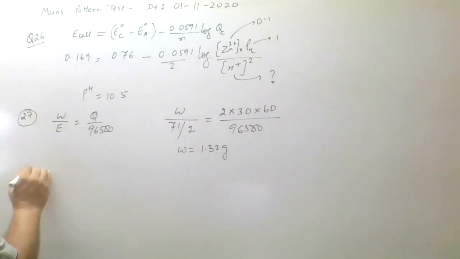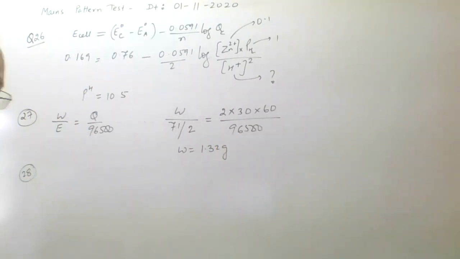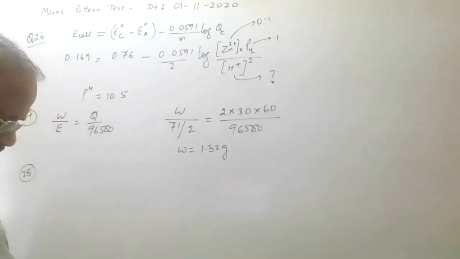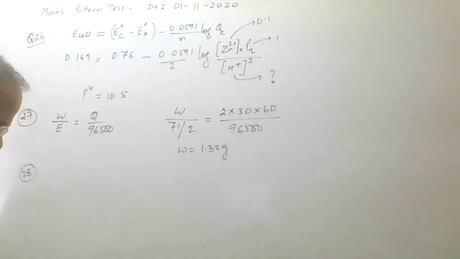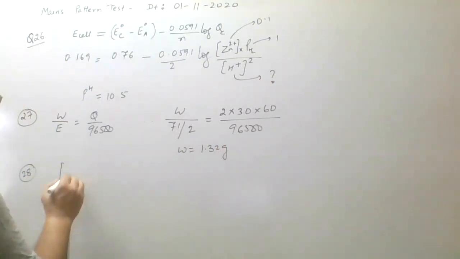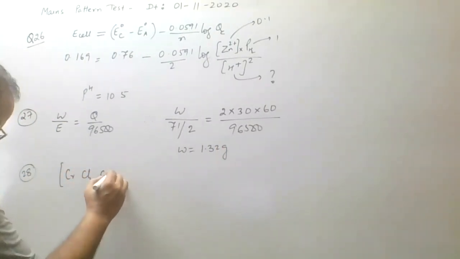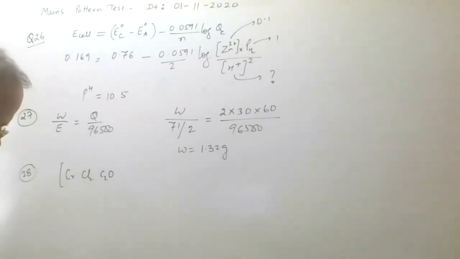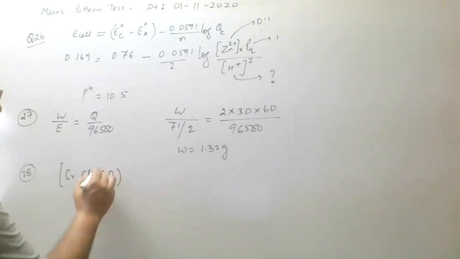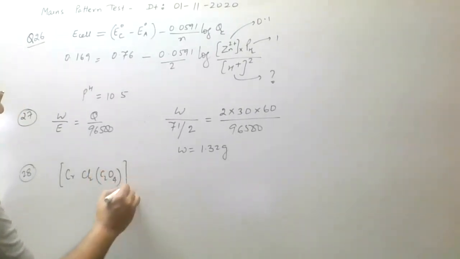Now the question number 28. In question number 28, we are given the primary and the secondary valencies of chromium in the complex ion dichlorido dioxalato chromium 3. That is the compound given to us. So we can write chromium, dichlorido, that is Cl2, and dioxalato, C2O4 2 negative. So we can write like this.